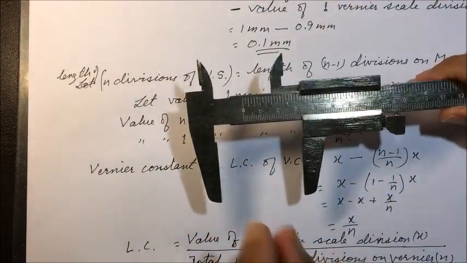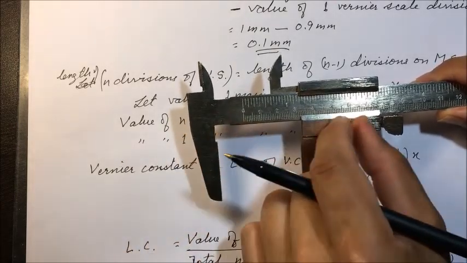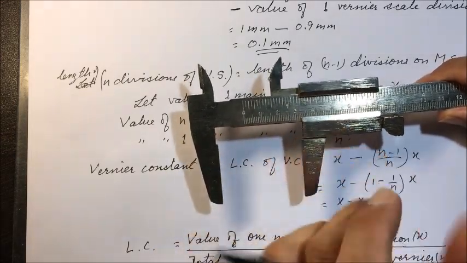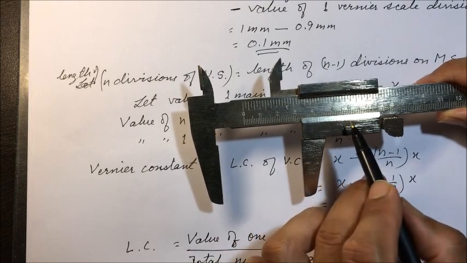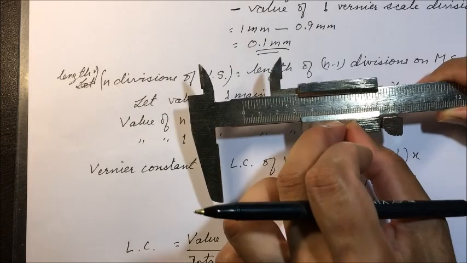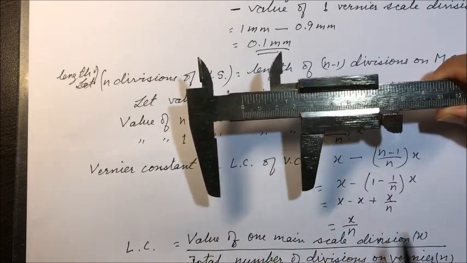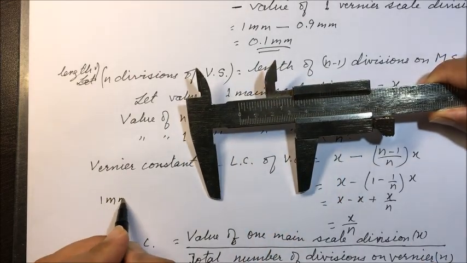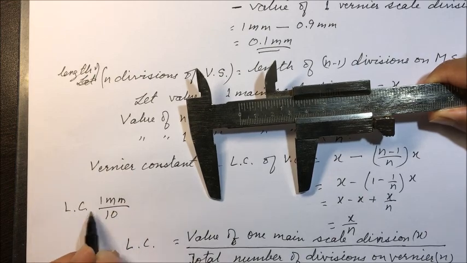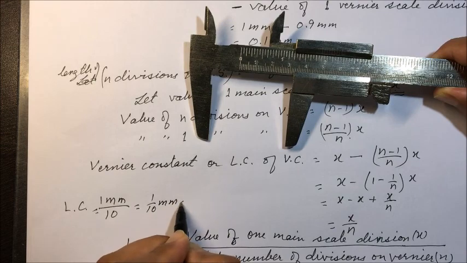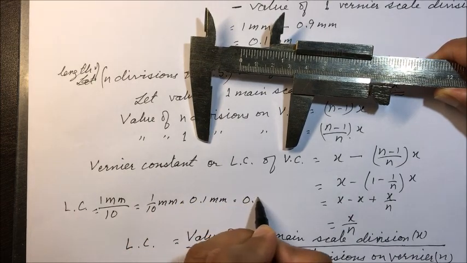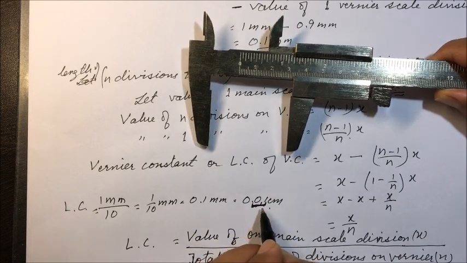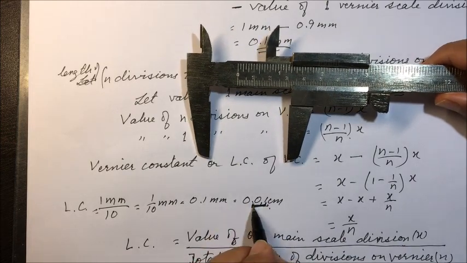Here the value of one main scale division is 1 mm, and we have divided this 1 mm into how many parts? 10 parts using this vernier. So the value of one main scale division, 1 mm, we have divided into 10 parts, that is the number of divisions on vernier scale. So least count will be 1 mm divided by 10, so it will be 0.1 mm or 0.01 centimeter. So up to 2 decimal places we have increased the accuracy. So it will be more accurate.